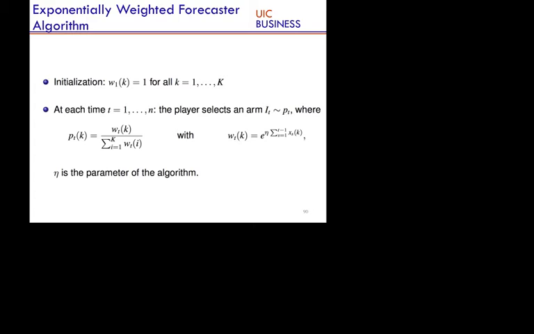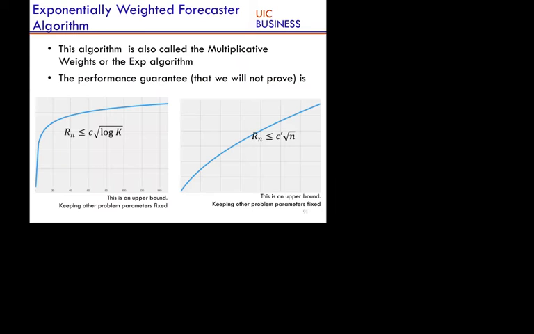So the strategy is to pick from a distribution over arms, and the distribution is defined by maintaining a number on each arm, and those numbers, if you take the log, are just a sum of all the rewards you've seen for that arm. This algorithm is also called the multiplicative weights algorithm or the EXP algorithm, and it has some nice properties in terms of the regret that we defined two slides ago.